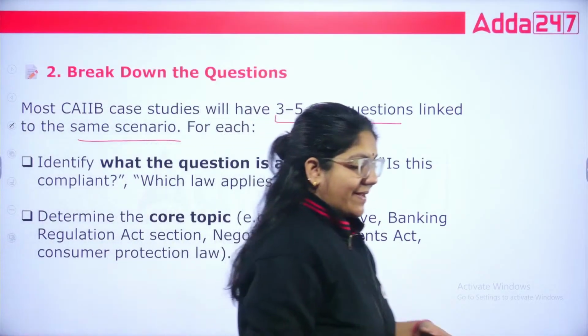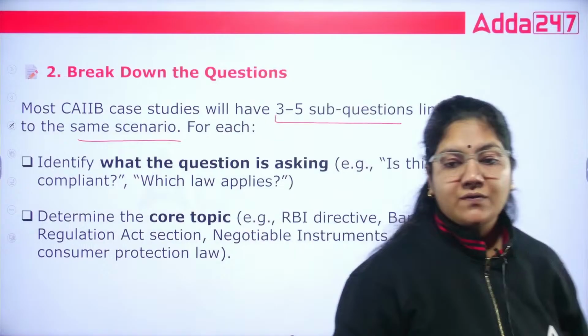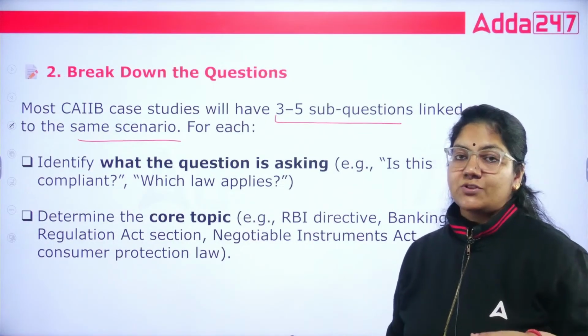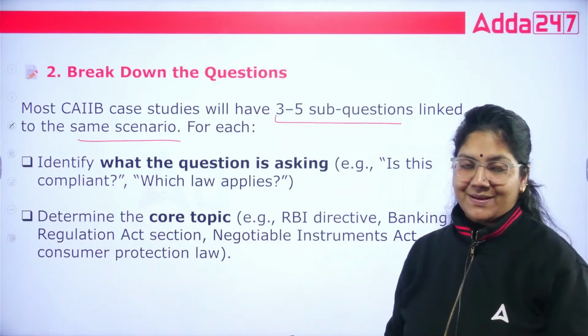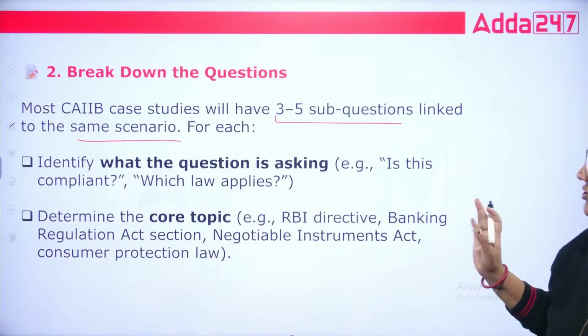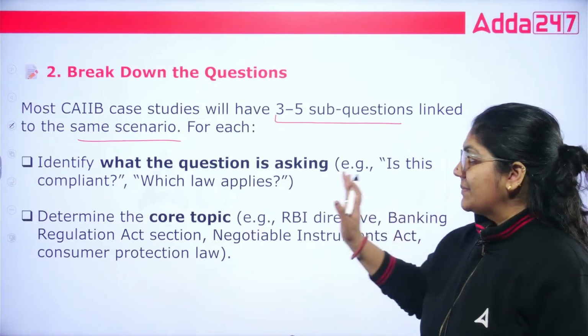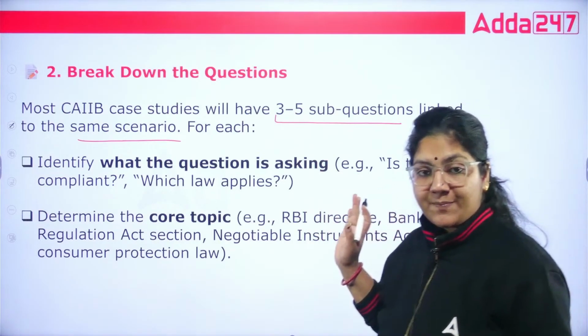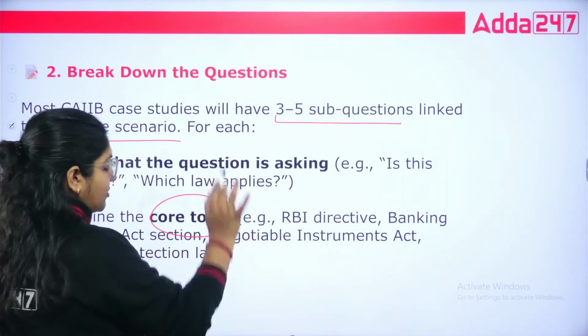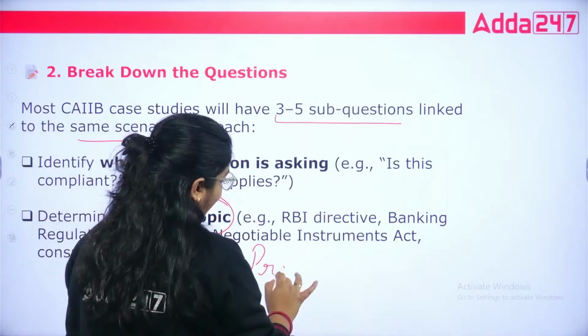Sometimes there is a paragraph-based question in which one full paragraph is given and 5 questions follow. All 5 questions depend on, and apply to, the same concept. So identify what the question is asking, for example, in this complaint, which law applies, etc. Determine the core topic.